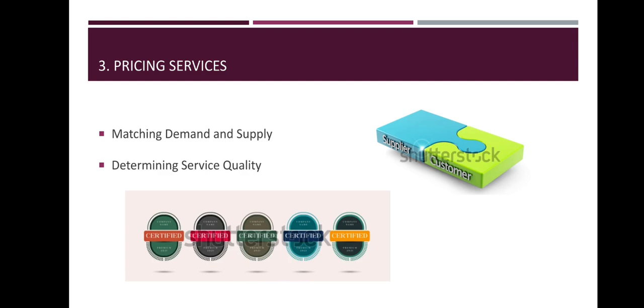Next is determining the service quality. Due to the intangibility of services, it is often difficult for the customer to assess the service quality, especially when other information is not available. Thus, if consumers are unfamiliar with the service or service provider, they may use price to make quality judgments. For example, most consumers have limited information about lawyers and the quality of services offered.